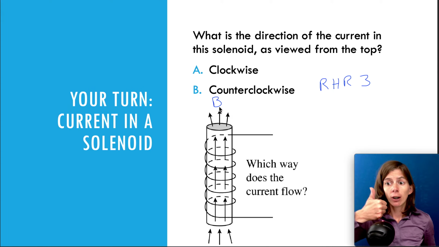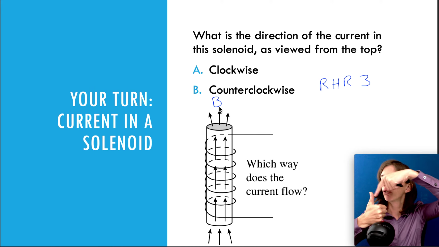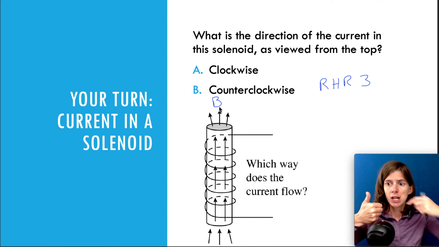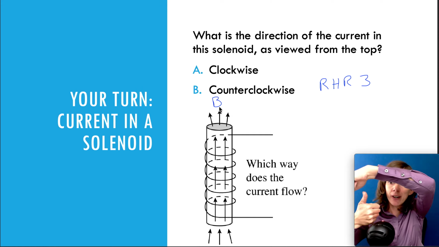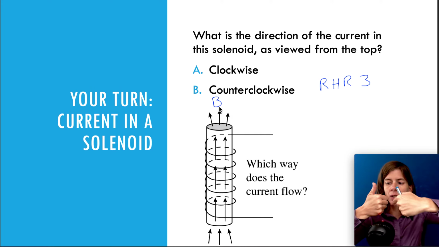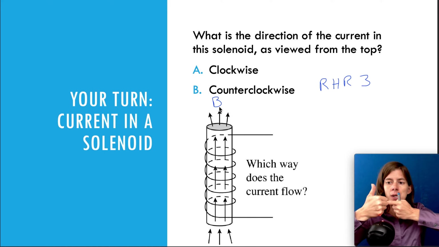We must curl the fingers this way so that the thumb is up. If you viewed it from above, it would be counterclockwise. So you can see that the current in the back here is going to the left, and then as it goes to the front, it's going to the right.